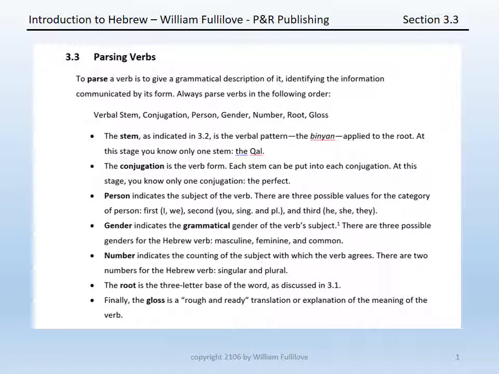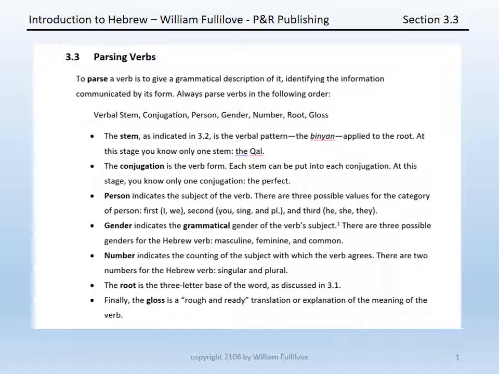When you parse a verb, you give a complete grammatical description of that verb. You identify all the information that is communicated by the form of the verb. In this class, you should always parse your verbs in the following order. Give the verbal stem, the conjugation, then person, gender, number. Then give the three-letter root from which the verb comes, and then the gloss, the rough and ready translation.